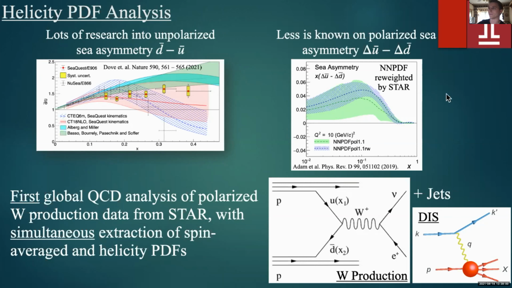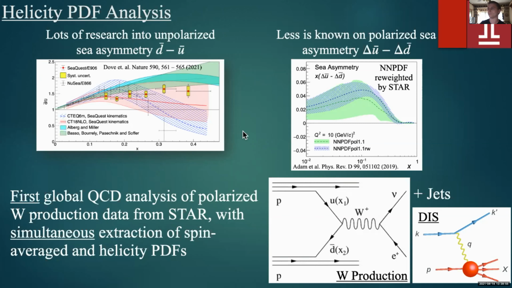There have been recent measurements of single spin asymmetries in polarized proton-proton collisions. This is a plot from that paper where the STAR collaboration took the polarized PDFs from NNPDF and then did a reweighting with their new data to try to extract the polarized sea asymmetry. They found that the asymmetry is non-zero and positive. However, this was a reweighting, and so far this data has not been included in a true global QCD analysis until now. So this will be the first global QCD analysis of this polarized W production data from STAR, and we will also be performing a simultaneous extraction of spin-averaged and helicity PDFs.